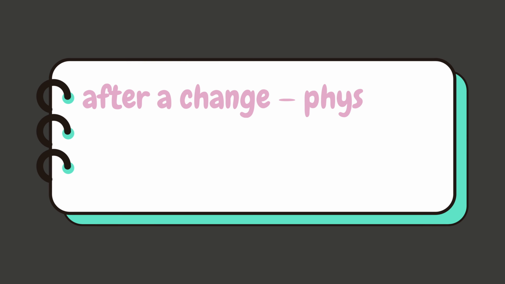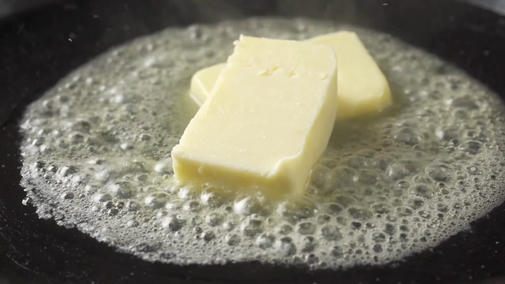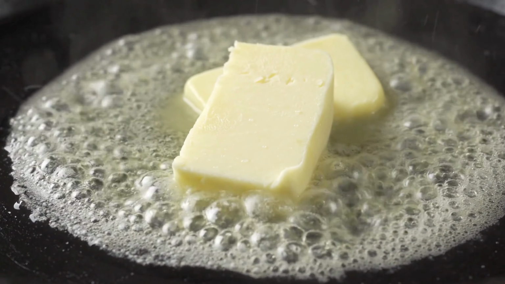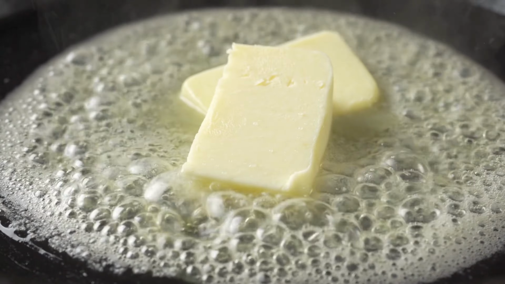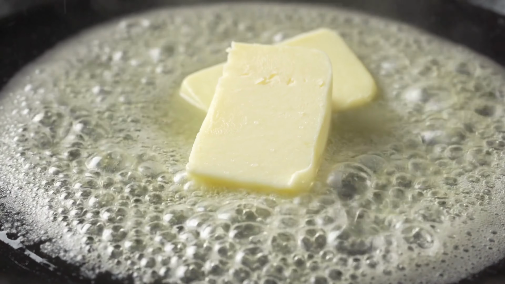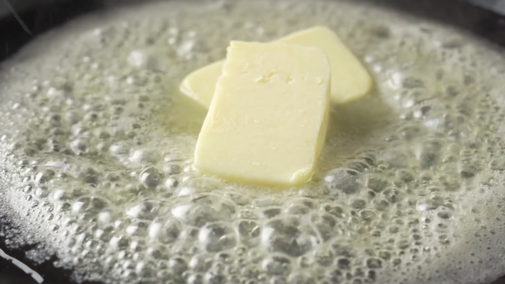Even after a change, physical or chemical, the mass stays the same. Why? Because atoms don't disappear, they just rearrange themselves. In a physical change like butter melting, it's still butter, just not solid anymore. The atoms aren't packed as tightly, they're moving around more freely. But it's still the same butter.